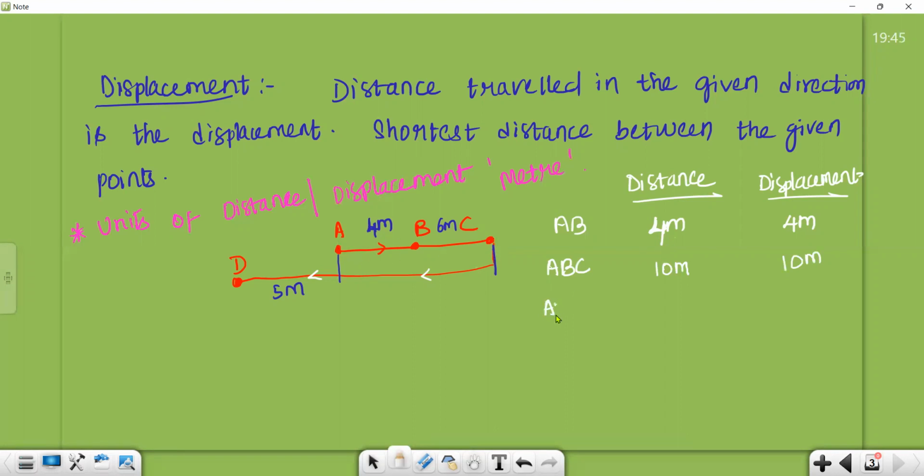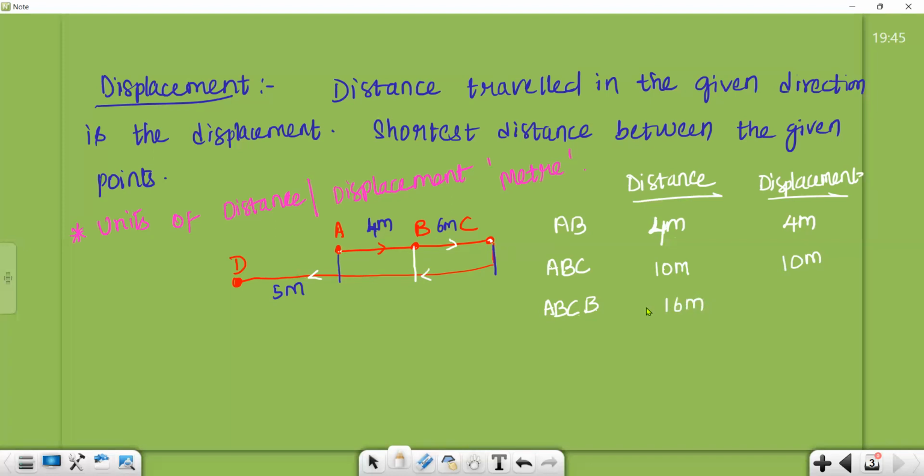Next, A, B, C, D. Now tell me, see here, what it did. First it traveled from A to B, then B to C, then C to B. Now tell me, students, how much distance it traveled totally? A to B means first it traveled 4, then 6. 16 meters, yes, very good. It traveled a distance of 16 meters.